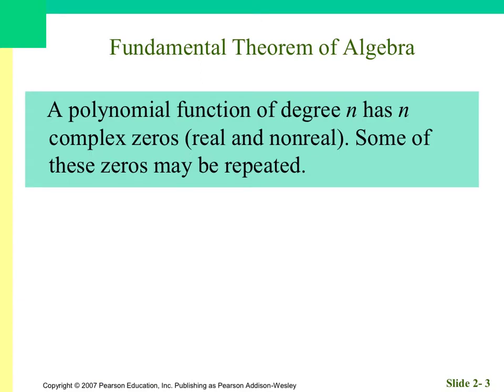A polynomial function of degree n has n complex zeros, real and non-real. Some of these zeros may be repeated. So if you have something like this, there are potentially 5 complex zeros, whether they're real or non-real. Okay?